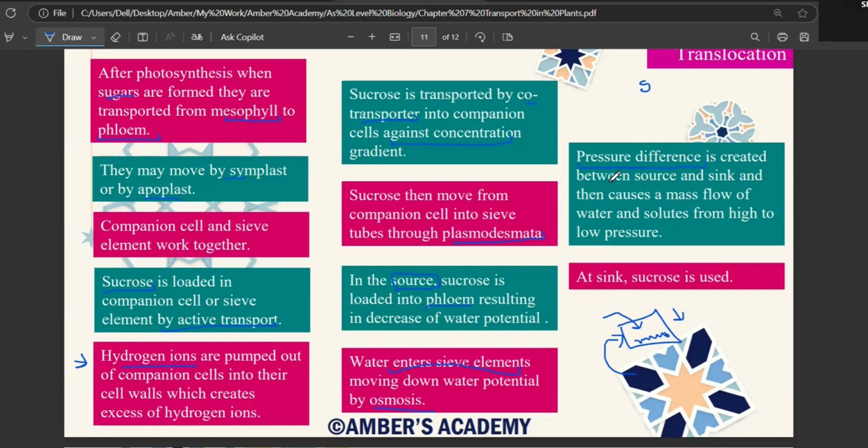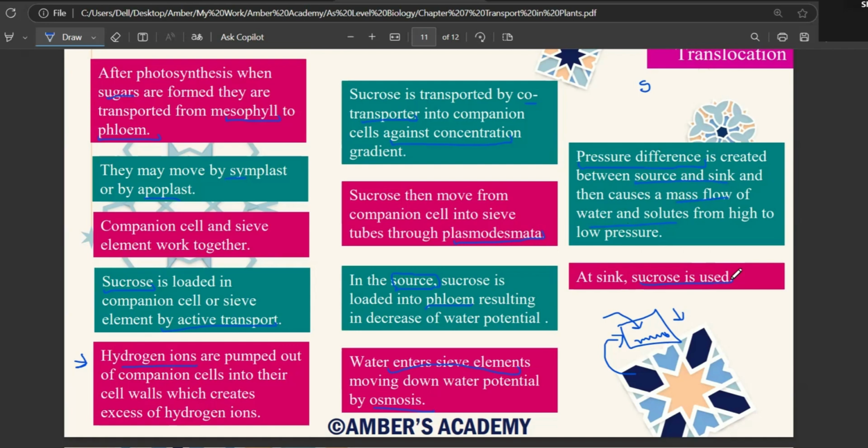It has been added to create a pressure difference. So a pressure difference is created between source and sink, and then it will cause a mass flow of water and solutes. By solutes, I mean sucrose. So it will cause a mass flow of water and solutes from high to low pressure, and at the sink, sucrose is used. So sink is basically the region where food is needed, and source is basically the region where the food has been made.